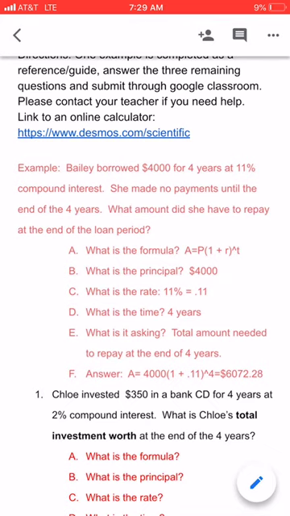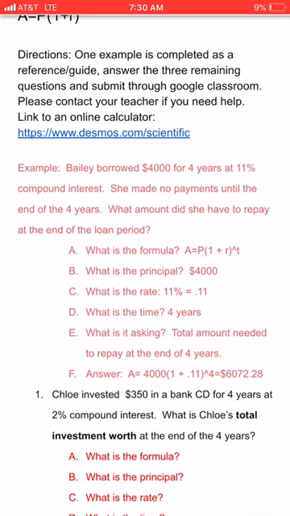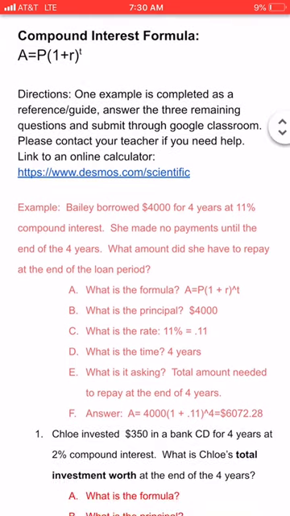So our formula, once again, you can see there, A, which is total amount, equals principal, times, in parentheses, 1 plus R, which is the rate, and then T, which will be at the top in that exponent, the little t. So what is our principal? What was the original amount that she borrowed? Bailey borrowed $4,000.